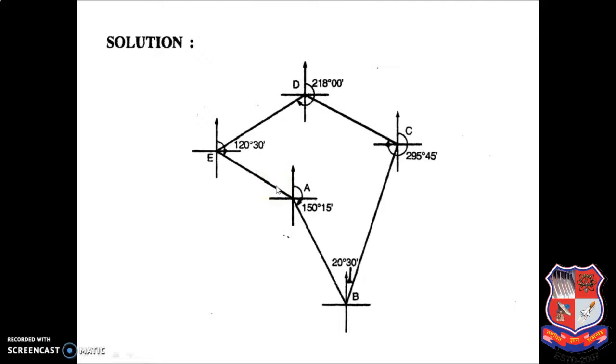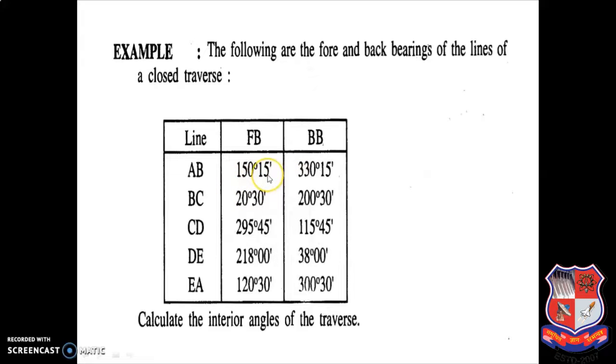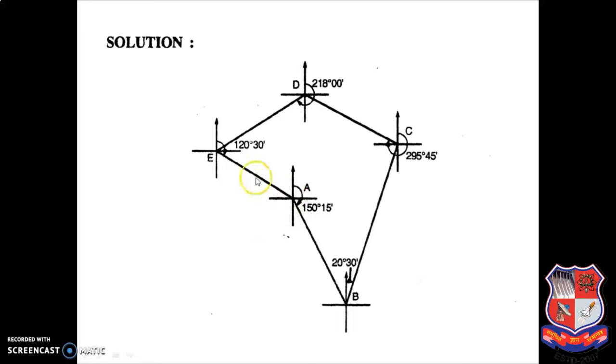So first of all, you have to take one point here. You have to draw this line and show the north direction. Line AB is there. What is the forebearing reading? 150 degree 15 minutes. So I will draw one line from A to B at 150 degree 15 minutes. It will be in the second quadrant. So this is your first quadrant, this is your second quadrant. So from here to here, you have to draw one line this way. 150 degree 15.